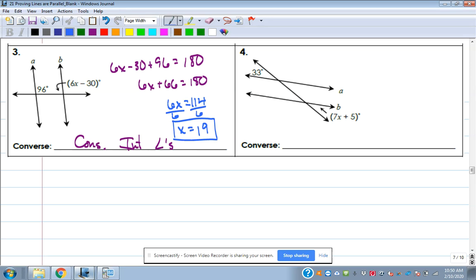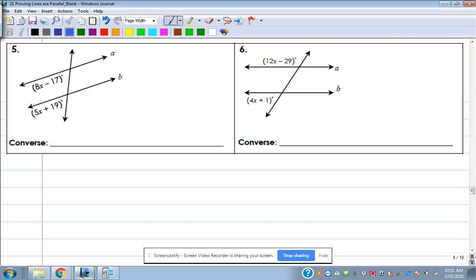What's the relationship on number 4? Alternate exteriors. So 33 equals 7x plus 5. 28 equals 7x. x equals 4. Easy stuff, right? Yeah, y'all like this stuff. That's good.